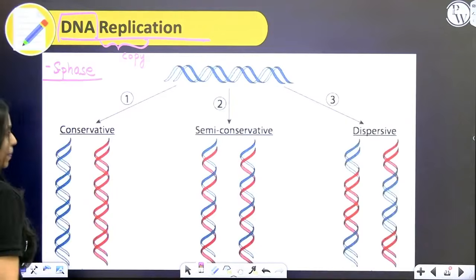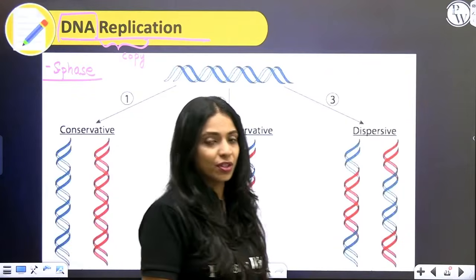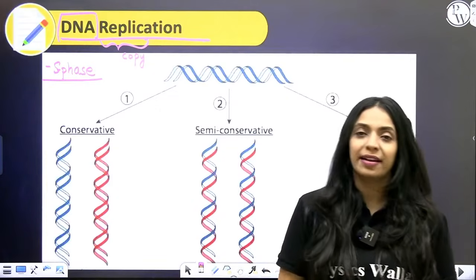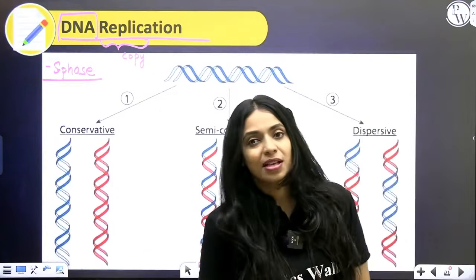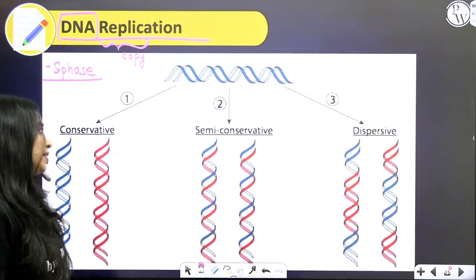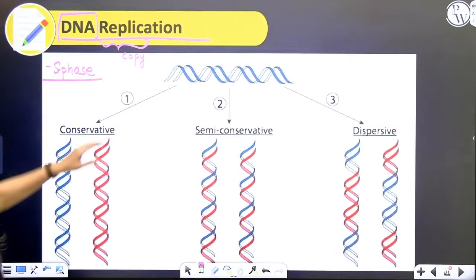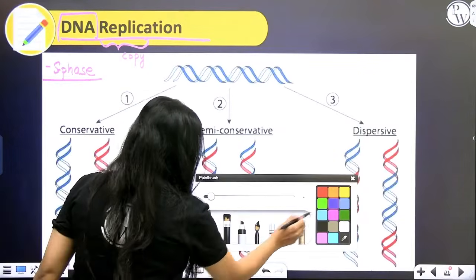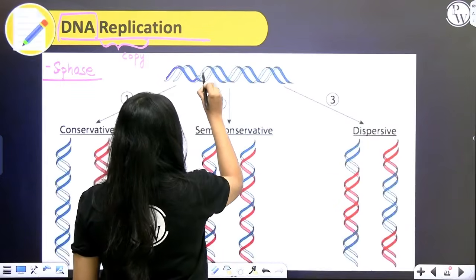How exactly does it happen? There were different people that proposed different theories. Some people said it happens by conservative mode, some people said it happens by semi-conservative mode, some people said it happens by dispersive mode. Now, what is the difference between these? Let's take a look. Here is the parent DNA molecule that is represented by the blue strand.